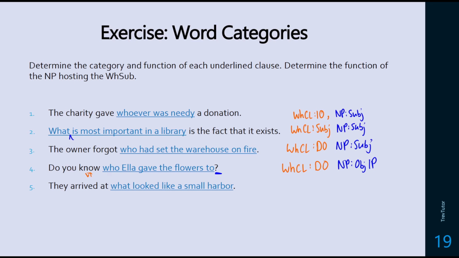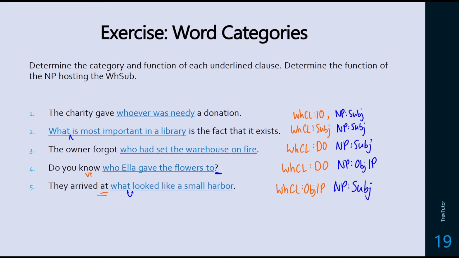"They arrived at what looked like a small harbor." So this is a WH clause. It's occurring after a preposition. So this is an object of preposition. Yes, that can happen too. And then what looked like a small harbor, something looked like a small harbor. So this is just going to be a noun phrase subject.